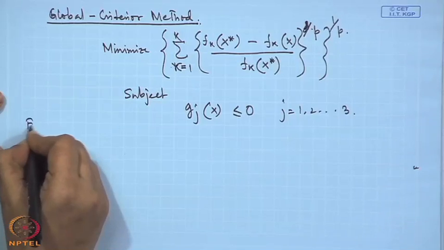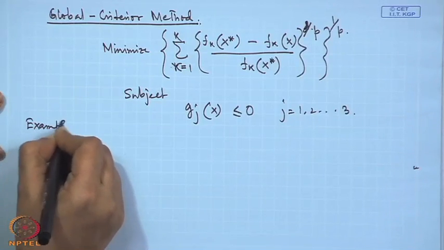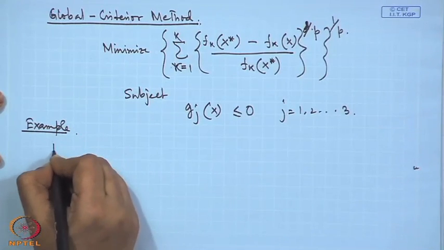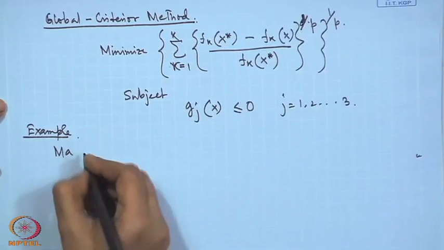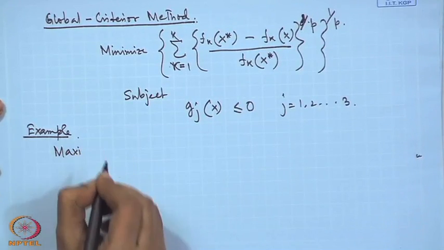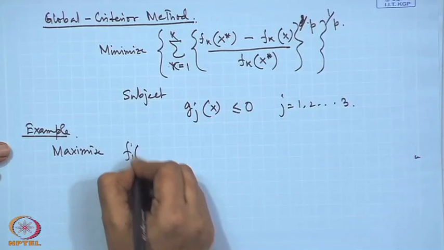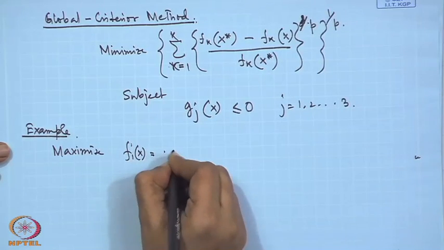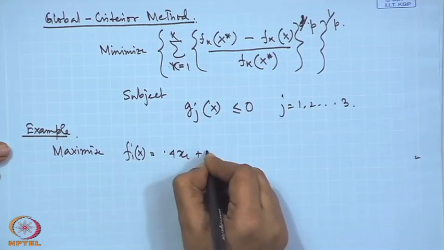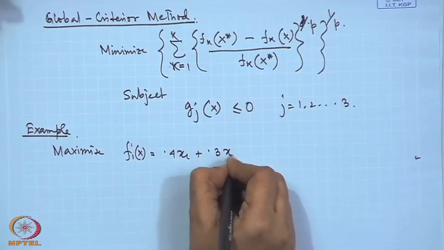And let me give one example of how to apply the global criterion method. I have taken this example from the book Lecture Notes in Multi-Objective Multi-Criteria Decision Making by Huang and Masood. Maximize f1(x), 0.4x1, two decision variables are involved here.